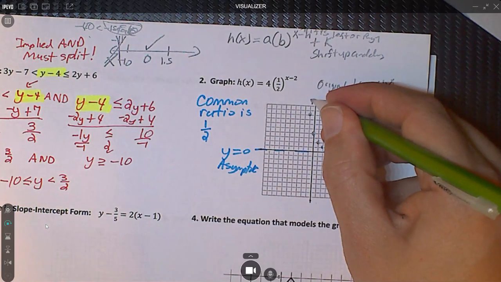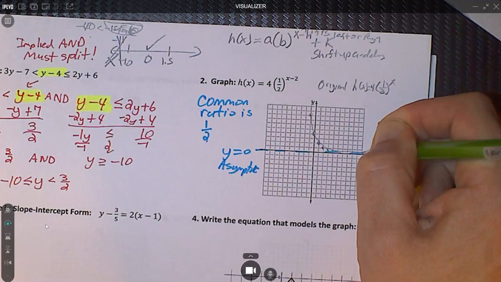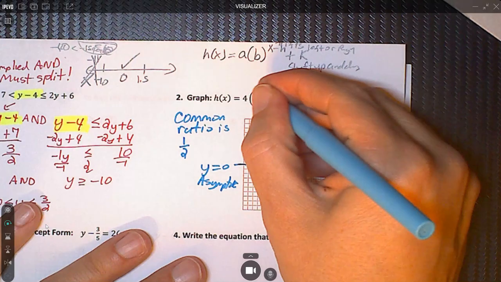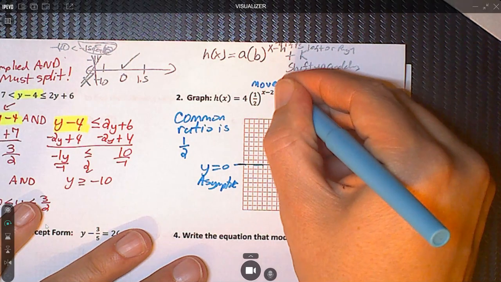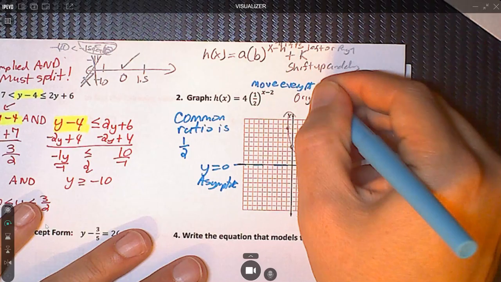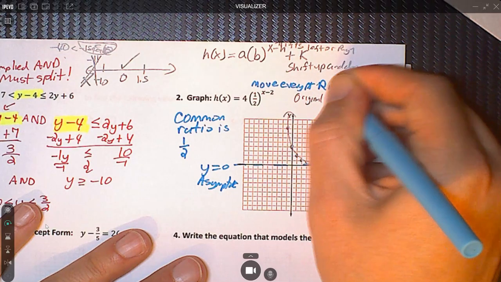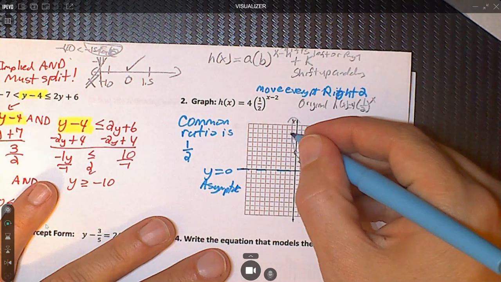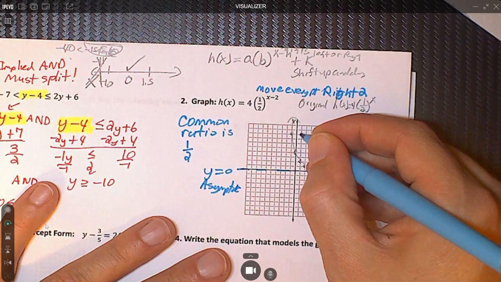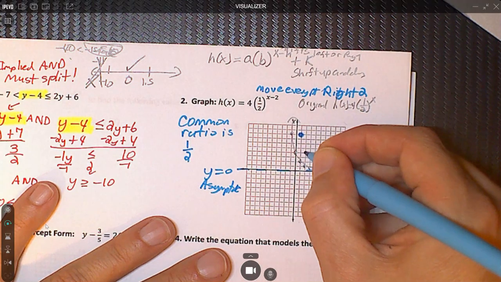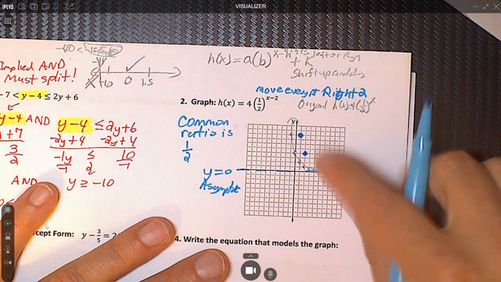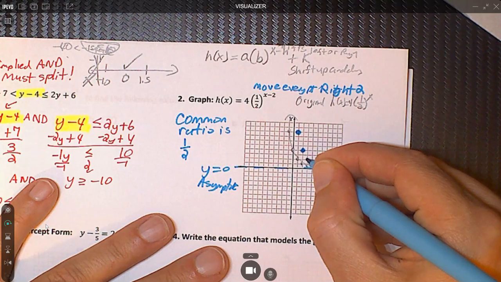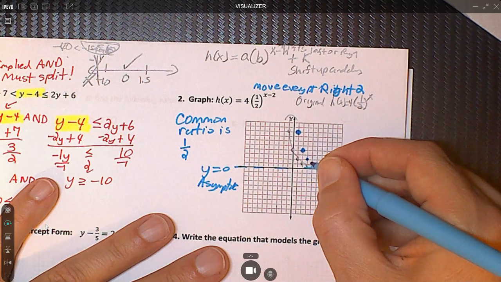Okay, so what x minus 2 says is move every point right 2. That's what x minus 2 does. So here you go over 2. You go over 2. That's usually the y-intercept. Then this one goes 2 over. That one goes 2 over.